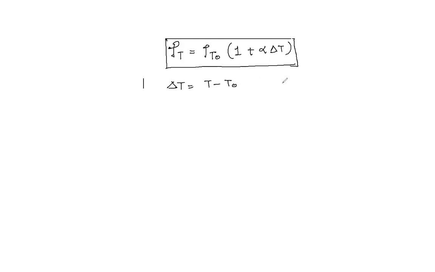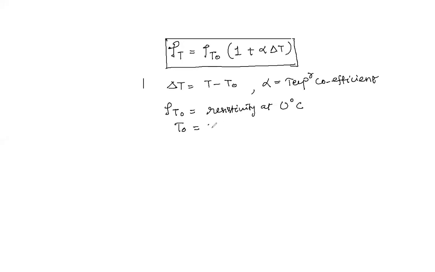What is T naught? And here we can see an alpha. Alpha is called the temperature coefficient of the resistance. And coming to the other factors, what is rho T naught? It is the resistivity at 0 degree centigrade. Remember that T naught here is always 0 degree centigrade, which is the reference temperature.